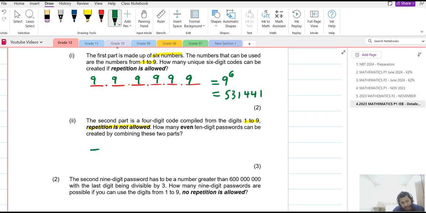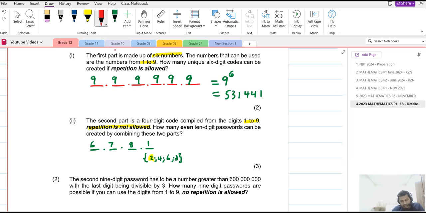So 1, 2, 3, 4. We want even numbers here, right? So the only possibilities are 2, 4, 6 and 8. These are the four possibilities here. Just say if I use the number 2 here, they say repetition is not allowed, so I can't use the 2 again. From the 9 numbers I used up 1, so I've got 8, I've got 7 and I've got 6. But that was just for a special case which is 2.